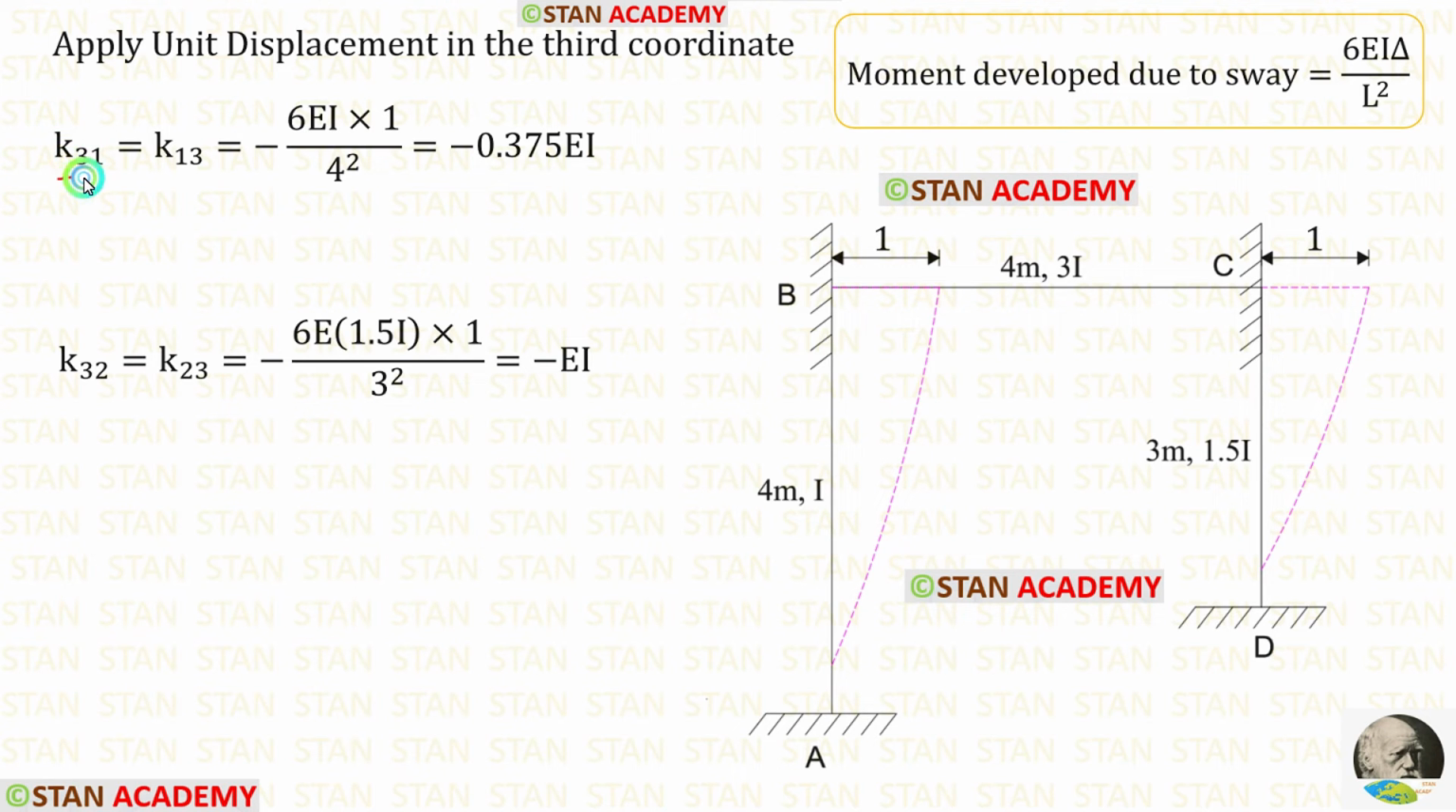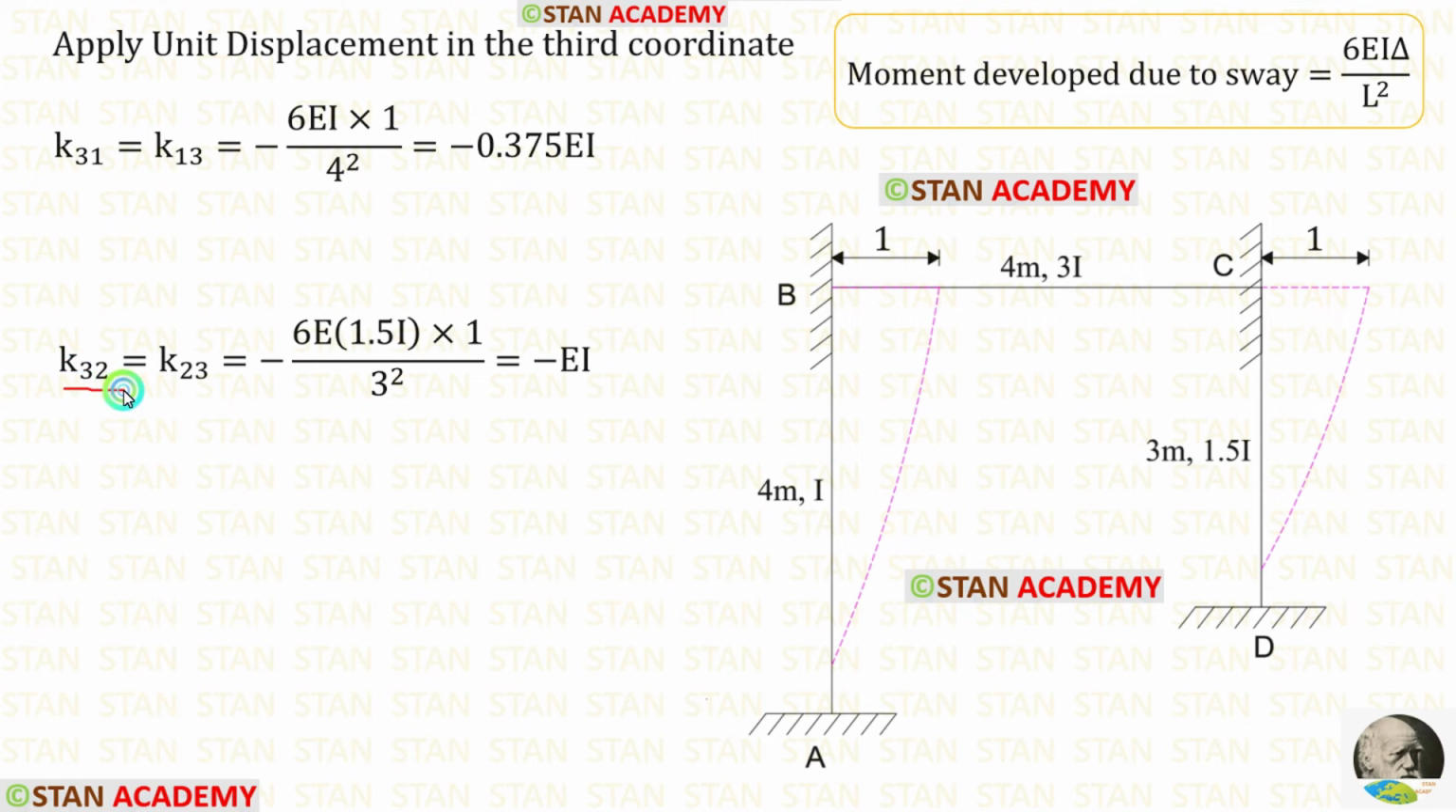Now let us find K31. For that, we have to find the moment in the point B due to sway. Since the sway occurs towards the right side, this moment will be negative. In this formula, let us apply the values. Length of the column AB is 4 meter. Let us apply that. The value of delta is 1. Let us apply that. Finally, for K31, we are getting minus 0.375 EI.